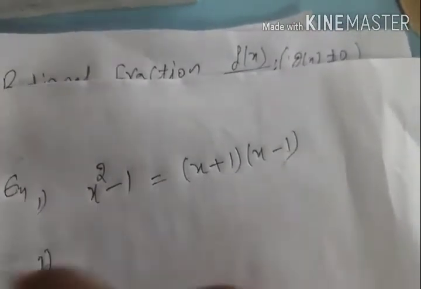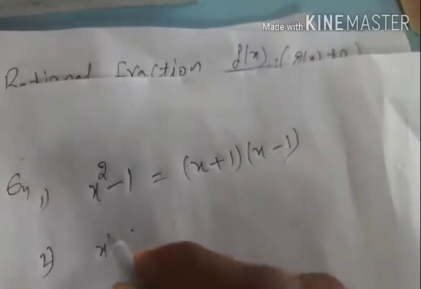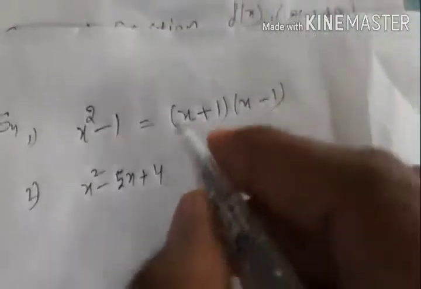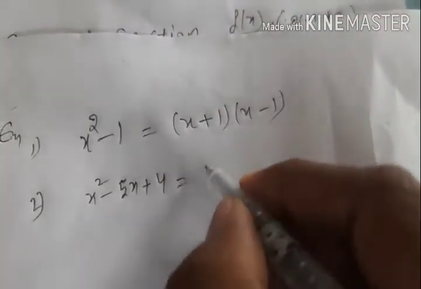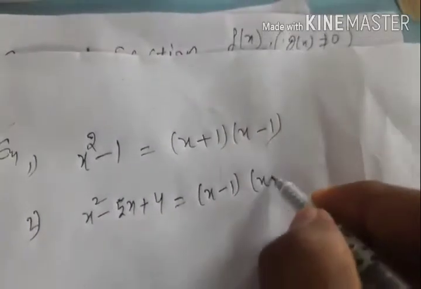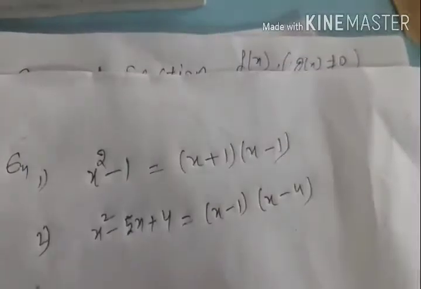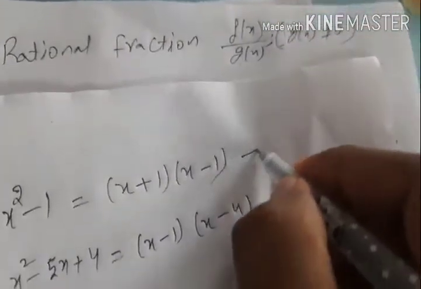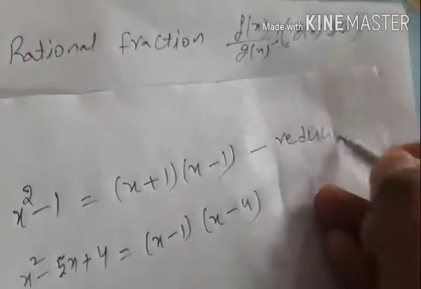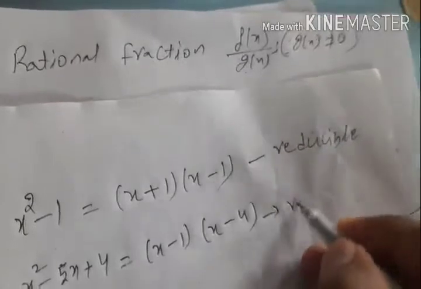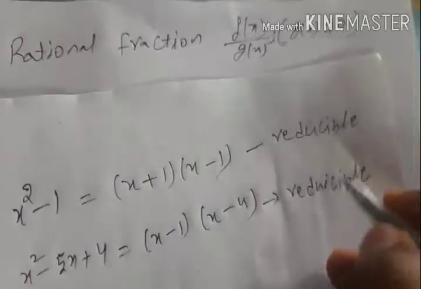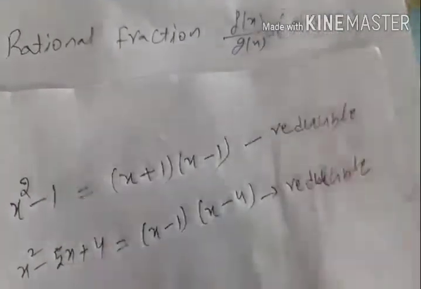And the second example, x square minus 5x plus 4 is also a reducible polynomial. Why? It can be written as the product of two linear polynomials, x minus 1 and x minus 4. It is a reducible polynomial.